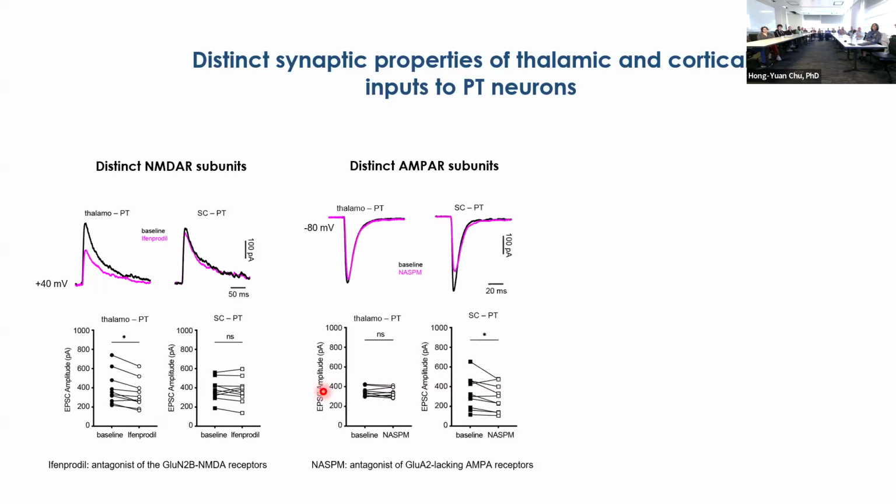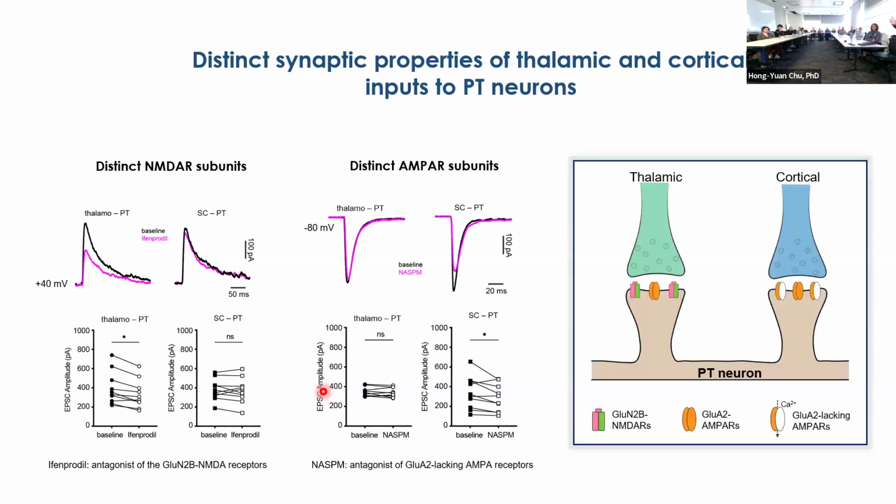On the other hand, when we record this AMPA receptor-mediated component at -80 millivolts from PT cells, and we apply this NASPM, which is another antagonist for GluA2-lacking calcium-permeable AMPA receptors, this chemical could effectively suppress the AMPA EPSCs at the sensory cortical input to PT cells, but had little effect on the thalamic input to the PT cell.